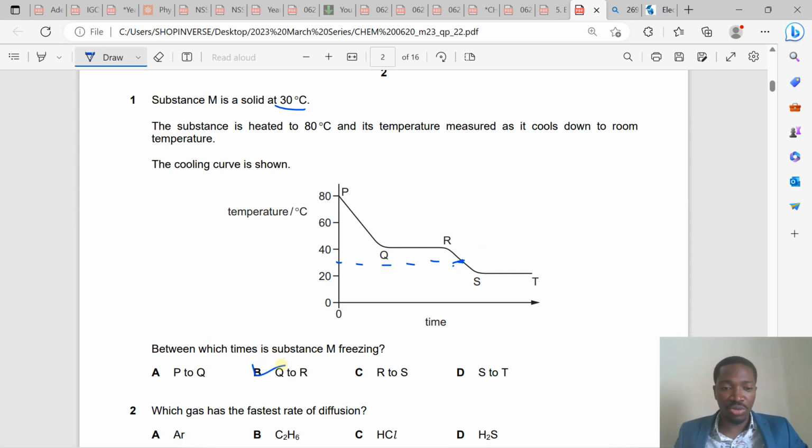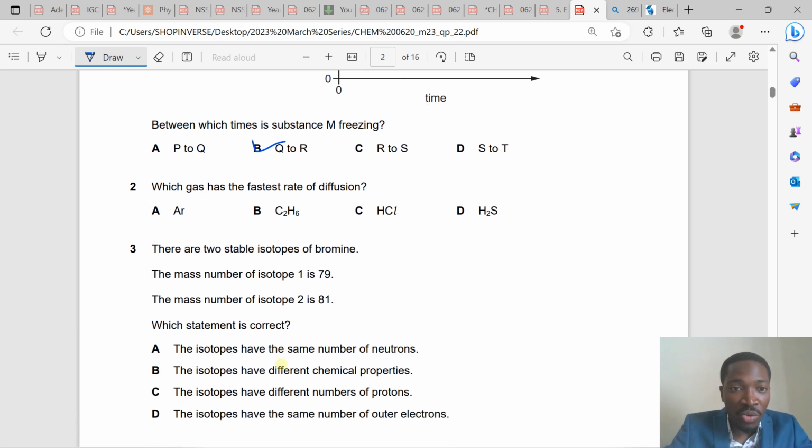We go straight to question 2. Which gas has the fastest rate of diffusion? The gas with the fastest rate of diffusion is the gas with the least relative molecular mass. Argon, what's the relative molecular mass of argon? So you have to know the relative molecular mass of each of these.